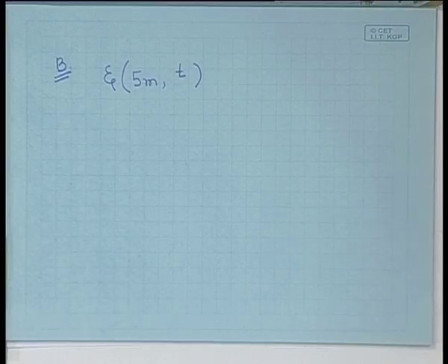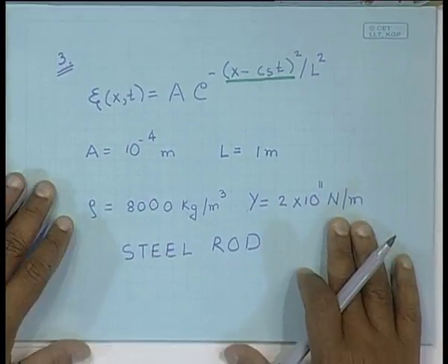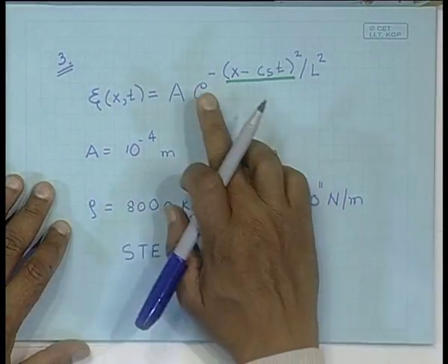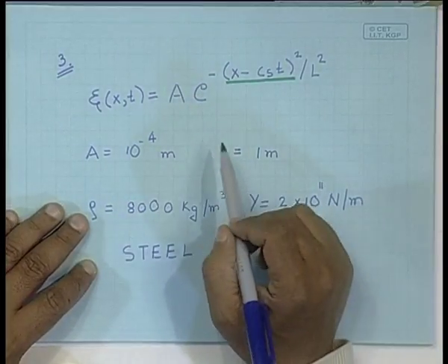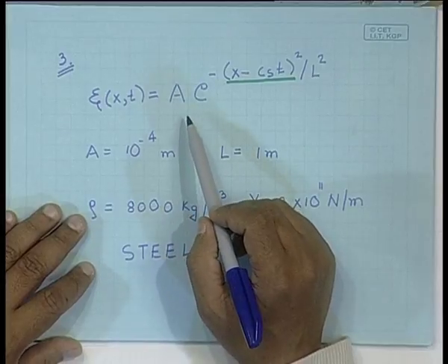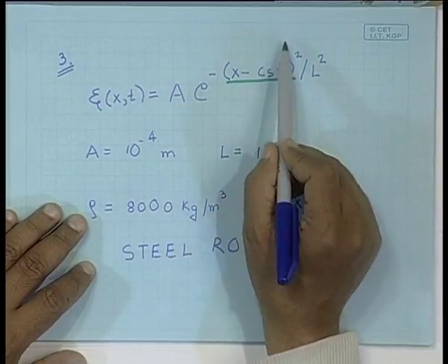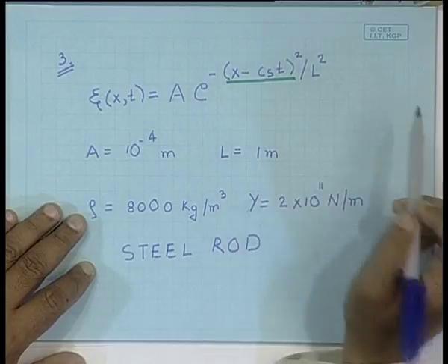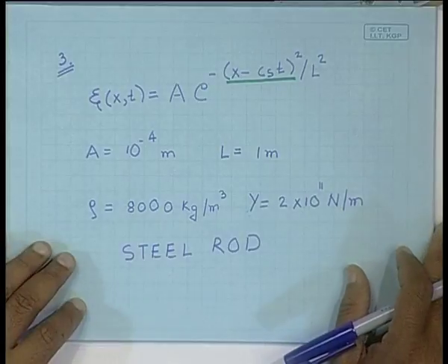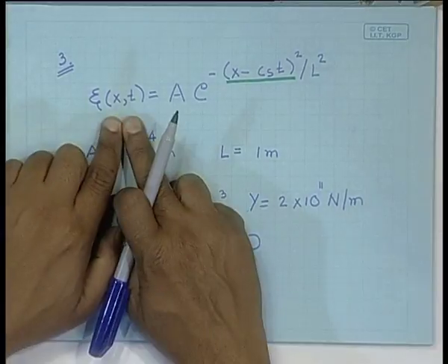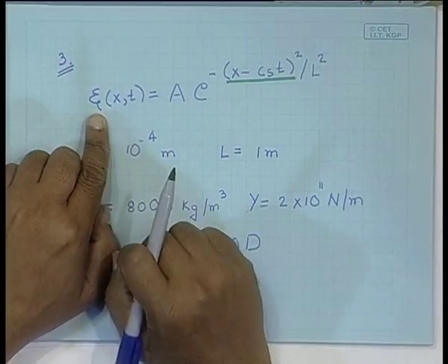So, we are told that the displacement has this functional form. It has an overall coefficient a, amplitude a, and then it is e to the power minus (x minus c_s t) whole square divided by L square. And we have to plot this as a function of time at the position x equal to 5 meters.